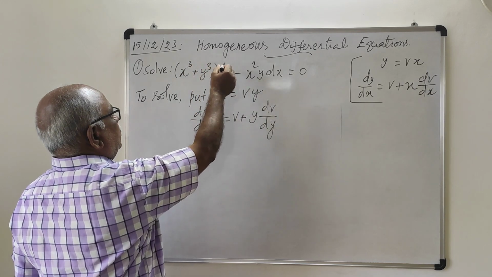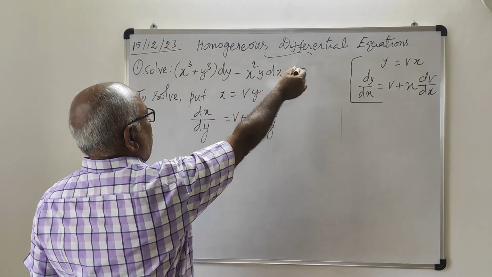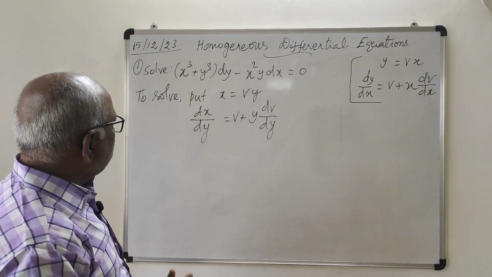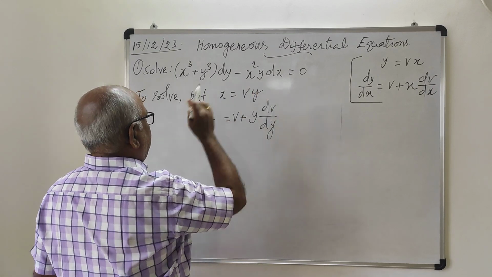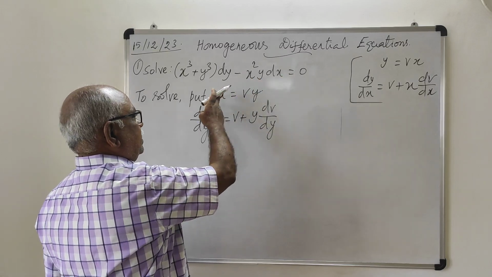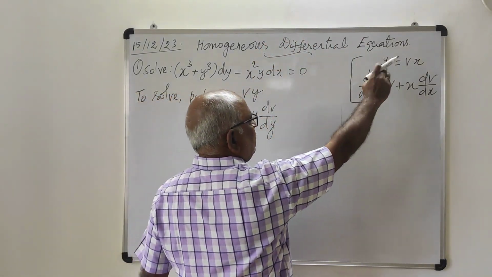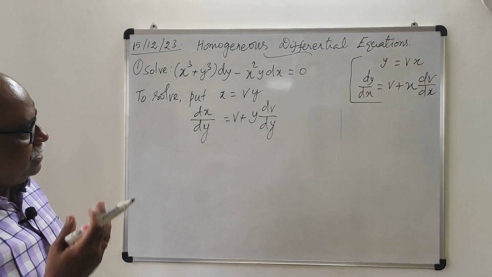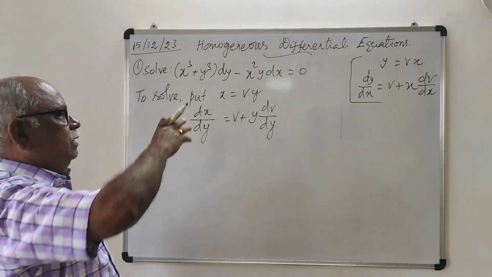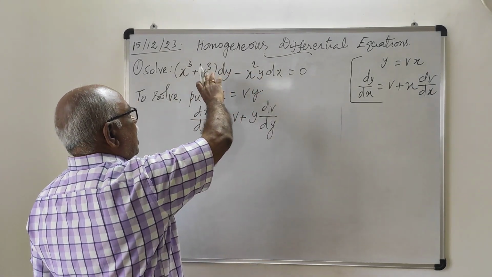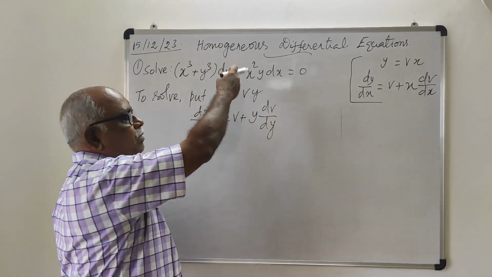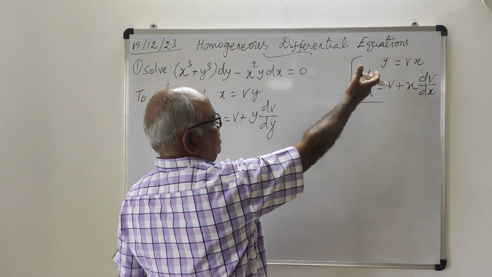But in this video, consider this example. Solve (x cube plus y cube) dy minus x square y dx equal to 0. To solve this problem, we have to give a substitution x equal to vy. So how can you find whether to substitute x equal to vy for this problem and y equal to vx for some other problem? This is by trial and error only. There is no regular substitution. If you substitute x equal to vy for this problem, it can be solved easily compared to the other substitution.